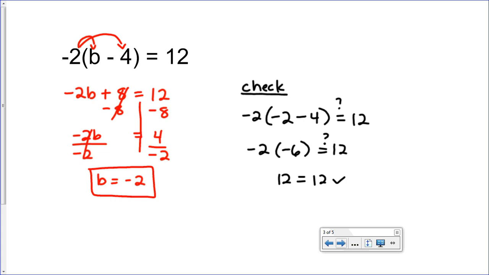When you're doing your check, sometimes you don't even have to show that work. You can just type it directly in your calculator. Make sure to include parentheses there if there are parentheses. Okay, we're going to look at one more.